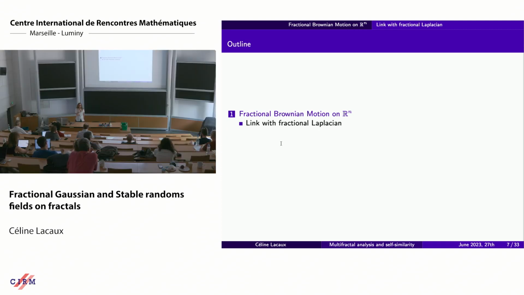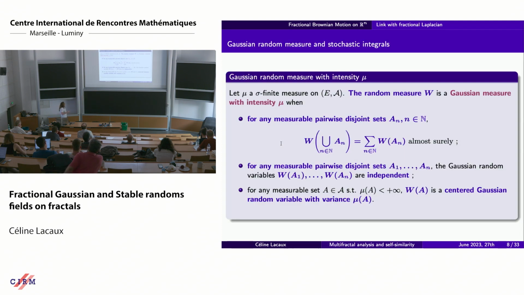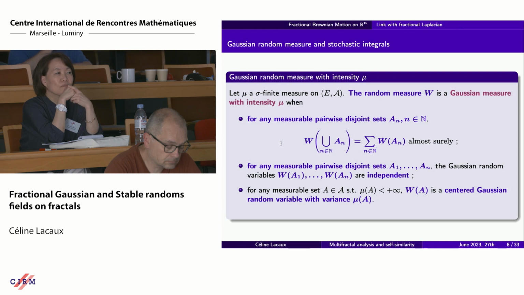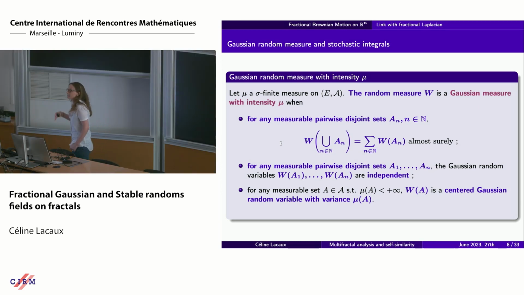So I need two tools before. I need to say what is a random measure and what is a stochastic integral with respect to this random measure. So I will consider W a Gaussian random measure with intensity mu, where mu is a sigma-finite measure. E will be R^n for our example, but I take any E because then E will be the Sierpinski gasket in the following of the talk. So the first property corresponds to the sigma-additivity of the measure. The measure of a union, as soon as your sets are pairwise disjoint, is the sum of the measures of each set almost surely.